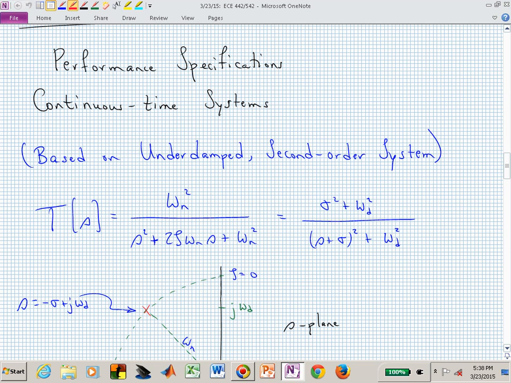Where in the S-plane, the natural frequency omega sub n is the distance those poles are from the origin. That's the radial distance. And the zeta is related to the angle that those poles, these complex poles, make with the horizontal negative real axis.